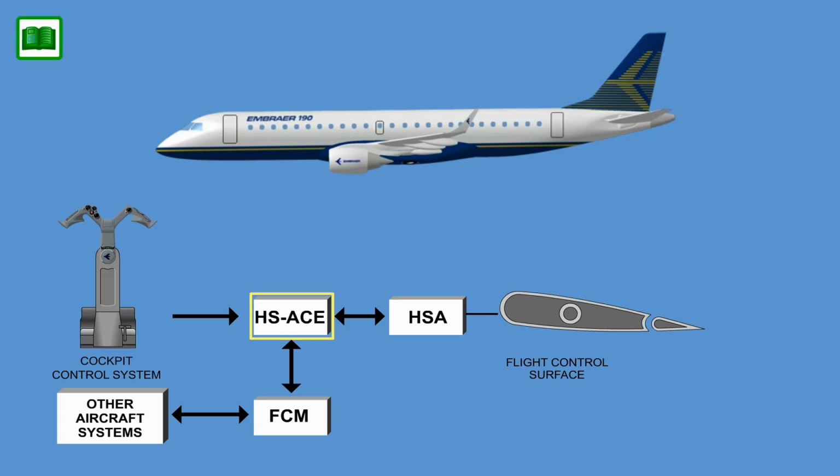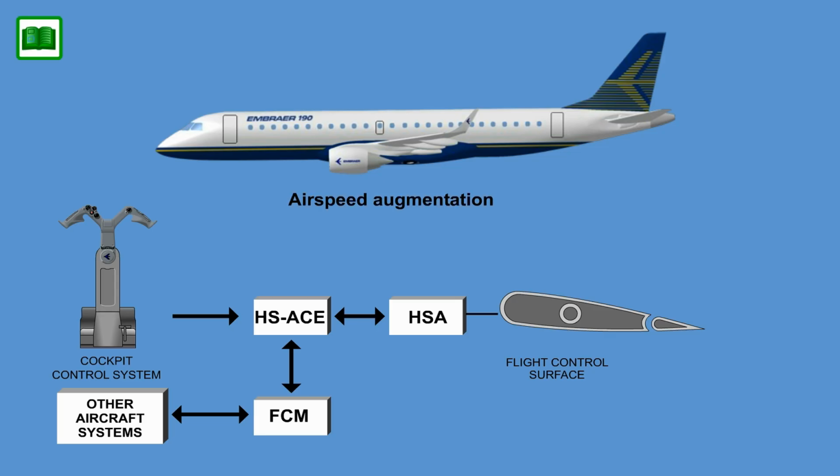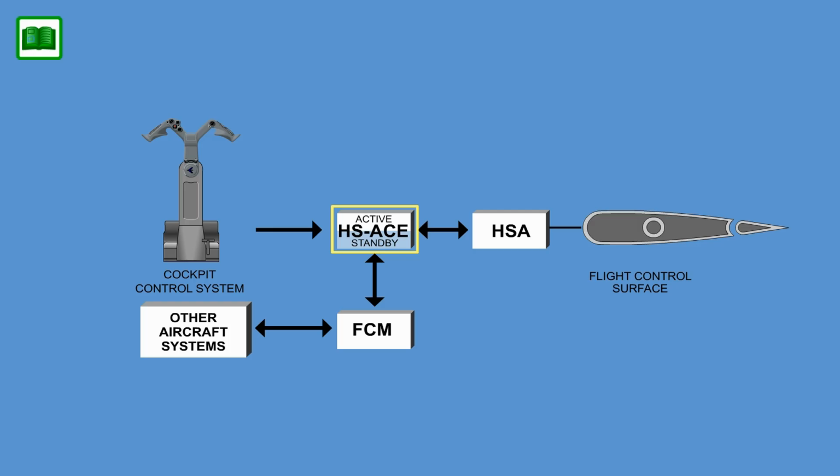Horizontal Stabilizer Actuator Control Electronics, HSACE, and one Horizontal Stabilizer Actuator, HSA, are used to move the control surface. In order to avoid a possible pitch trim runaway condition, manual pilot trim commands are limited to 3 seconds. Airspeed augmentation is performed within the HSACE to modify trim speed actuation of the horizontal stabilizer as a function of aircraft speed. The Horizontal Stabilizer Actuator Control Electronics, HSACE, is a dual-channel active standby system.